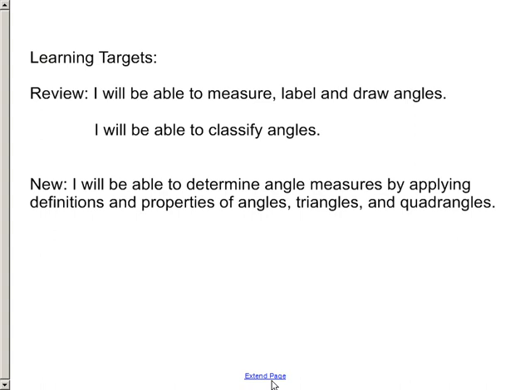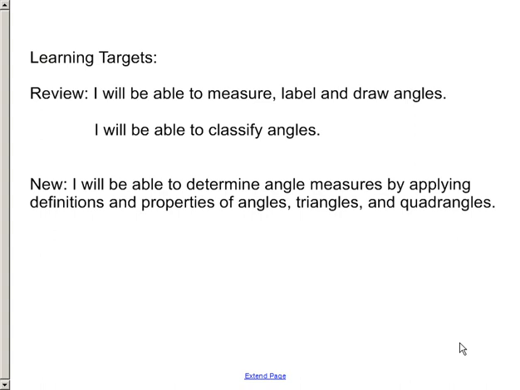And in this lesson, you are going to be figuring out angle measurements. So you see our learning targets. A review: yesterday in lesson 1, you learned to measure, label, and draw angles. You were also able to classify angles. Is an angle acute, obtuse, straight, reflex, right?